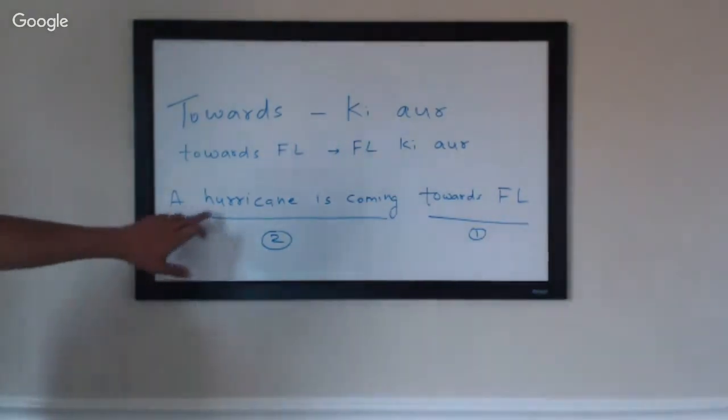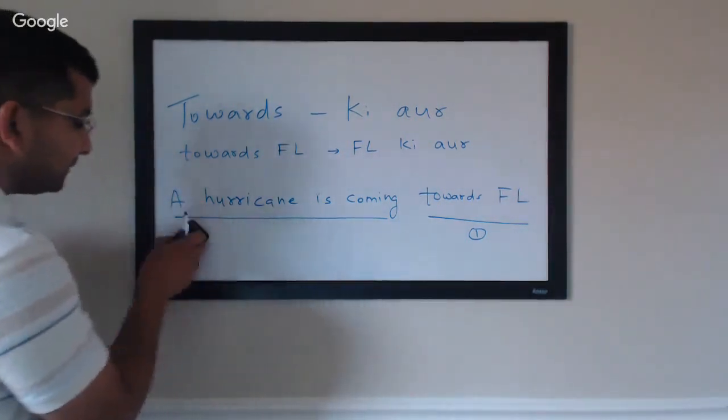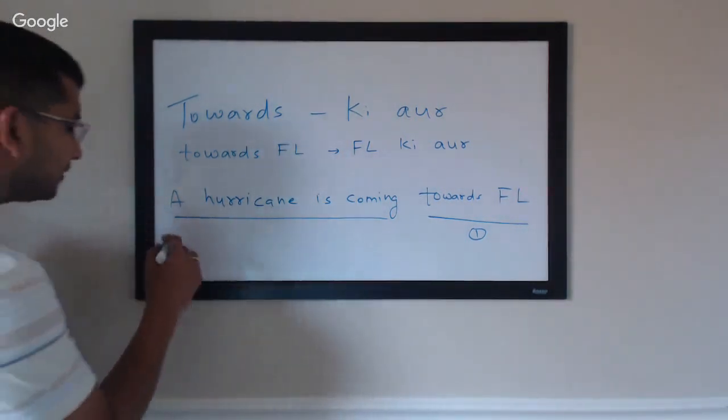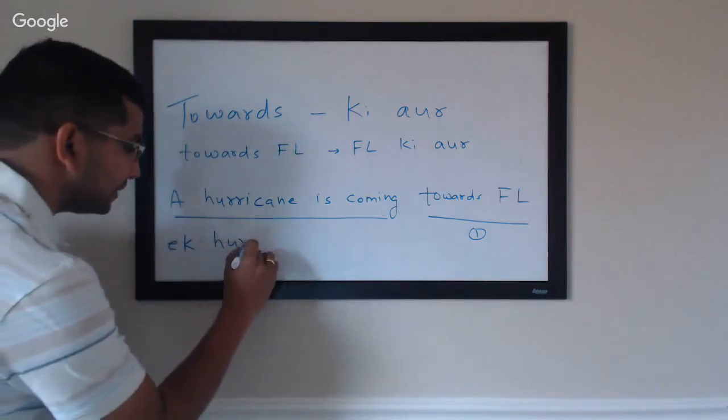Okay, so think about it. This is present continuous. So whenever we say present continuous, it's something is happening right now. So रहा है, रही है, रहे हैं, right? The verb pretty good, right? So this sentence would be एक hurricane.